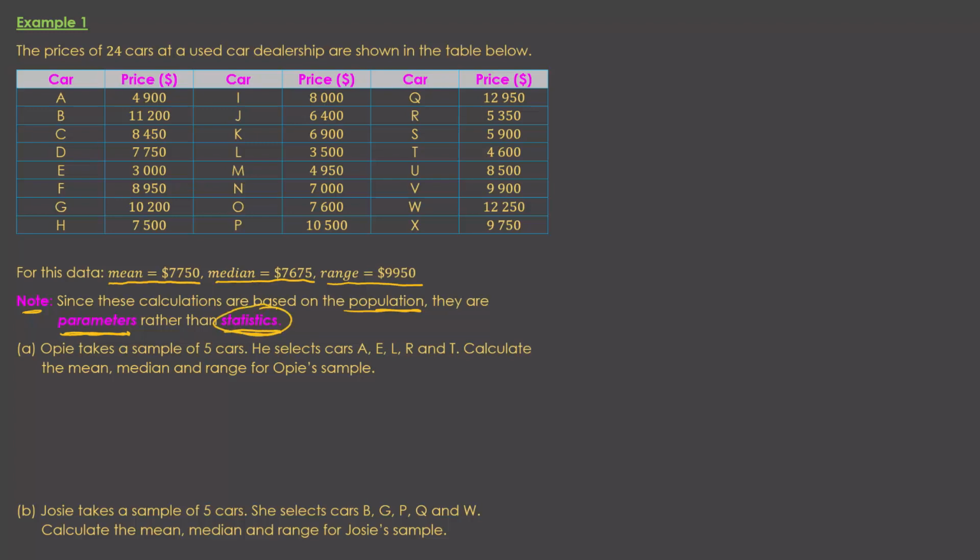Statistics are what we calculate on a sample. So remember, for a population, they're parameters. OP takes a sample of 5 cars. He selects cars A, E, L, R, and T.